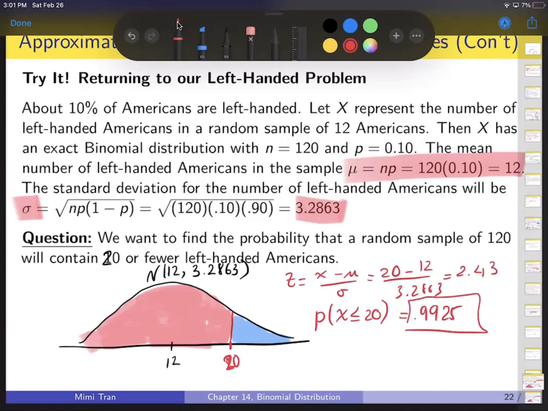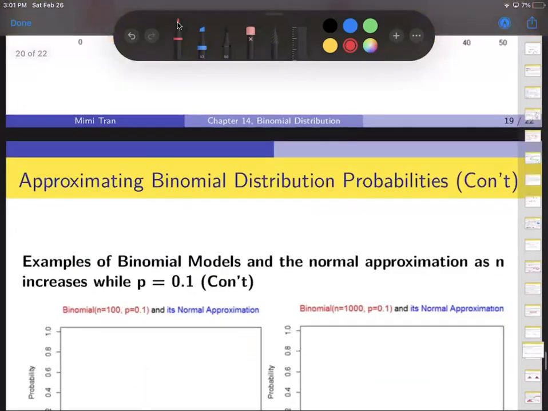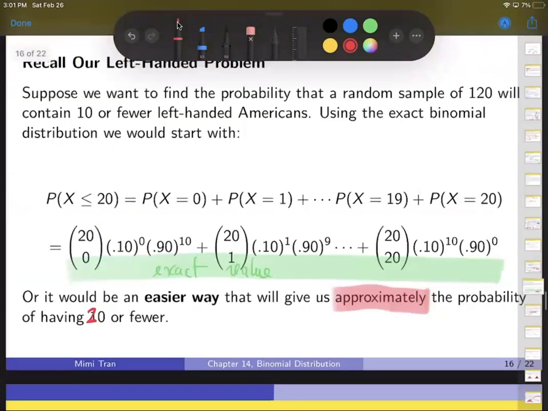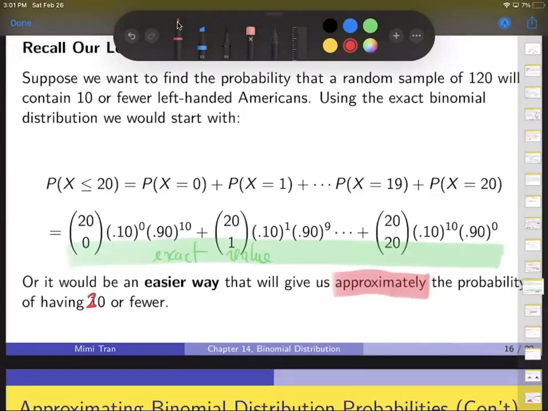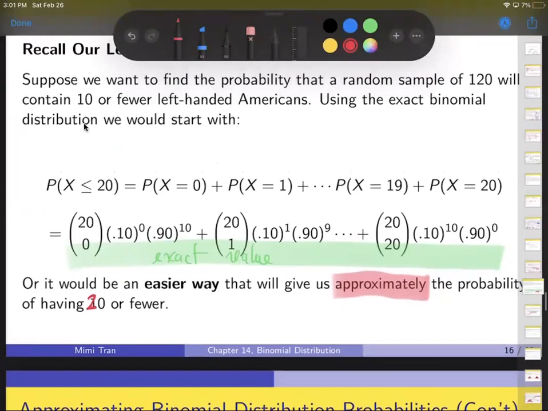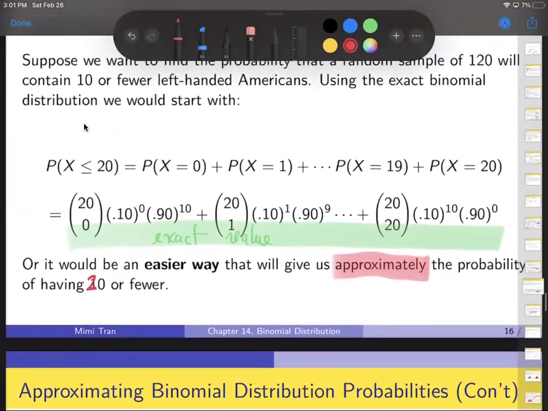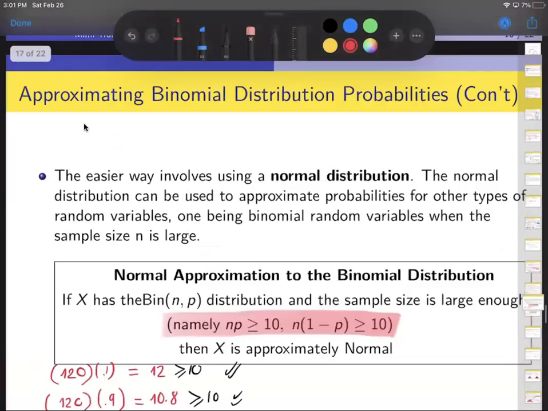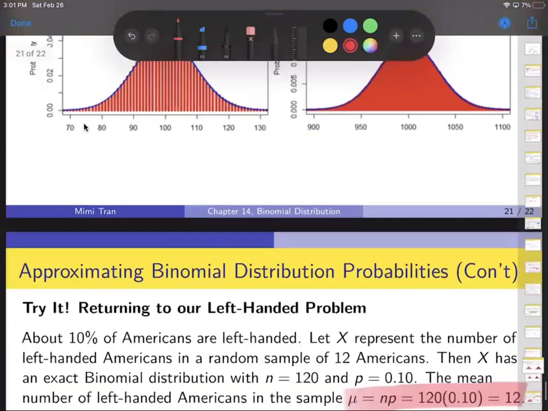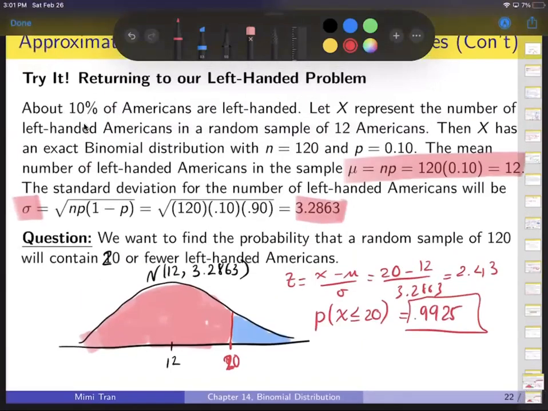So this is the approximation of the exact value. What is the exact value? Let me remind you, here is the exact value, the one I highlighted in green. You can calculate it out, all of those from 0 all the way to 20, and you're going to get something like 0.99. It's very close to what we have, which is the approximate value. It's an approximation, but it's good enough. I would rather do this than doing 21 computations.